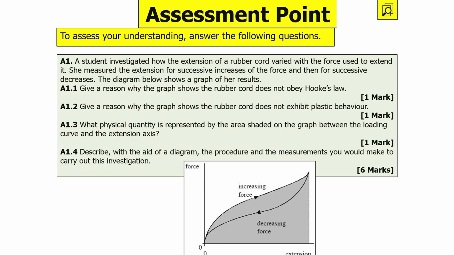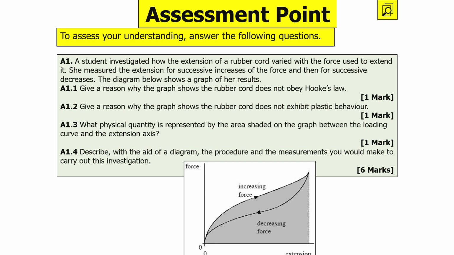A student investigated how the extension of the rubber cord varied with the force used to extend it. She measured the extension for successive increases of the force and then for successive decreases. The diagram below shows the graph of her results. Give a reason why the graph shows the rubber cord does not obey Hooke's law. Give a reason why the graph shows the rubber cord does not exhibit elastic behavior.